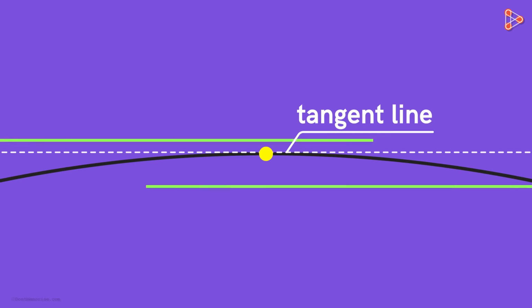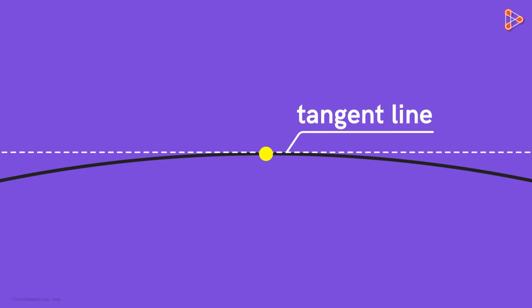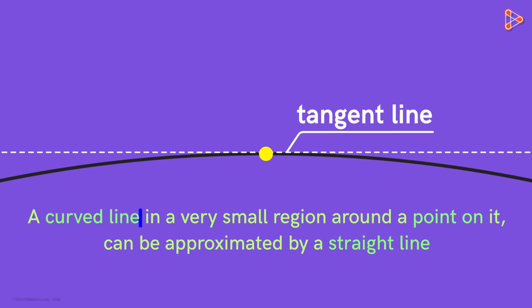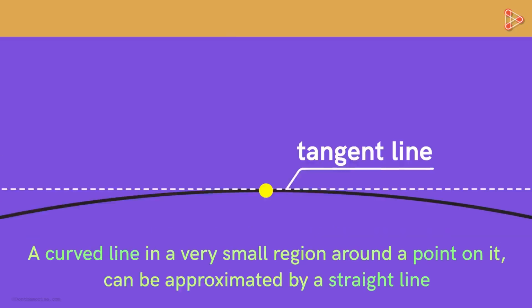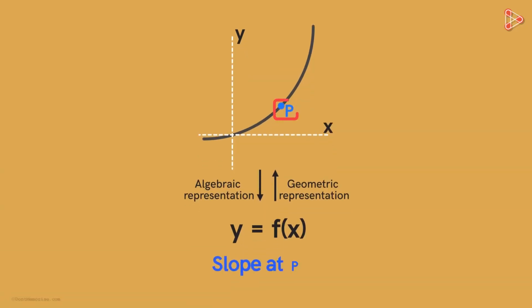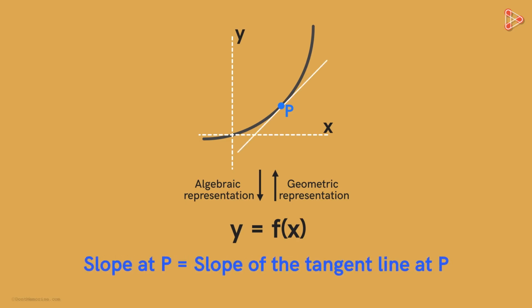This is the most important idea on which calculus is built. A curved line in a very small region around a point on it can be approximated by a straight line. This straight line is the tangent line at this point. So this solves our problem. The slope of the curve at a point will be equal to the slope of the tangent line at that point. And we are familiar with how to find the slope of a straight line. So how do we find the slope of the tangent line at this point?